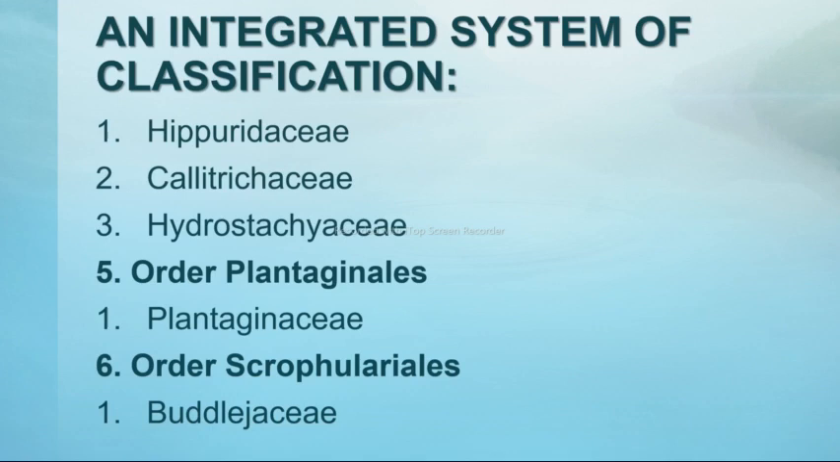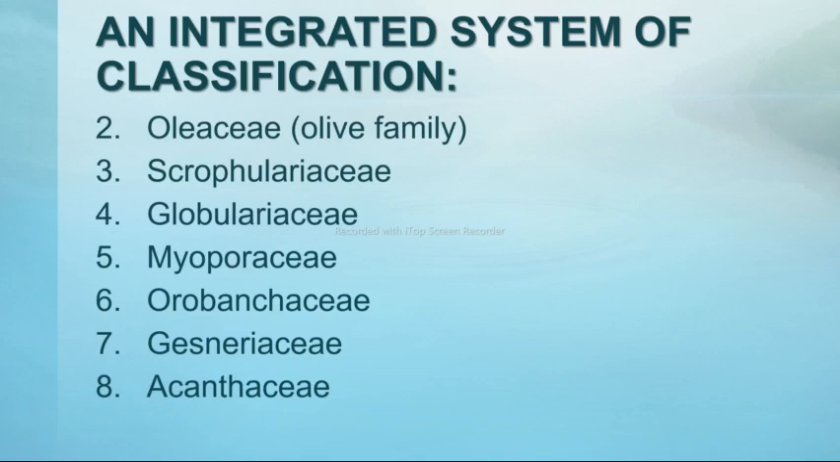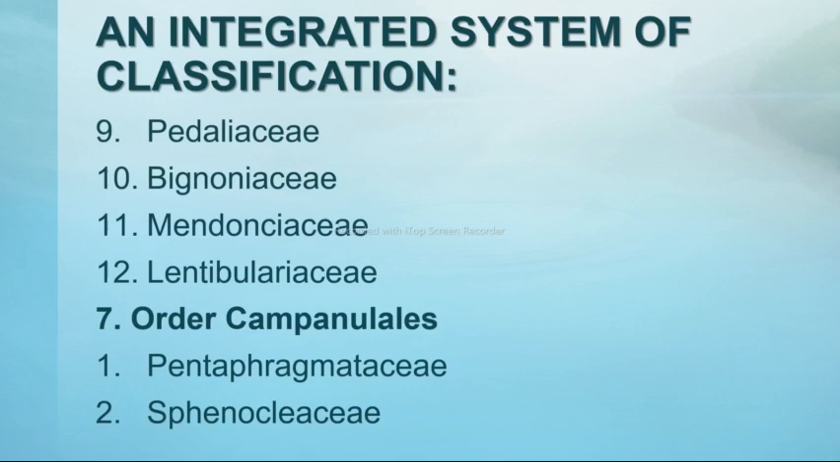And the fourth order is the Callitrichales, which includes the Hippuridaceae, Callitrichaceae, Hydrostachyaceae. And the next order is the Plantaginales, which includes the Plantaginaceae. And the sixth order is Scrophulariales, and Scrophulariales includes the Buddlejaceae. And the next is the Oleaceae, which is the olive family. Next is Scrophulariaceae, Globulariaceae, Myoporaceae, Orobanchaceae, Gesneriaceae, and Acanthaceae. And the next is the Pedaliaceae, Bignoniaceae, Mendonciaceae, Lentibulariaceae.